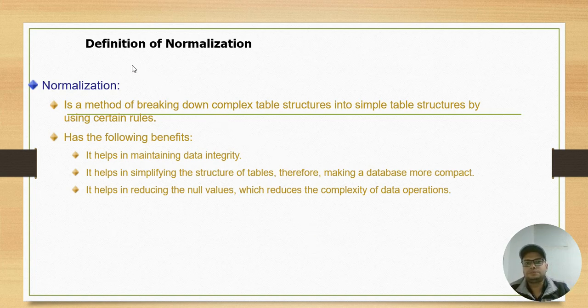Next, we are going for the definition of normalization. What do you mean by normalization and why are we going to use normalization? Normalization means once we have data in a complex format, normalization is a method of breaking down complex table structure into simple table structure by using certain rules. Once I have a complex table structure, I break it down into simple table structures so that we are able to access it easily. It's convenient for the user.